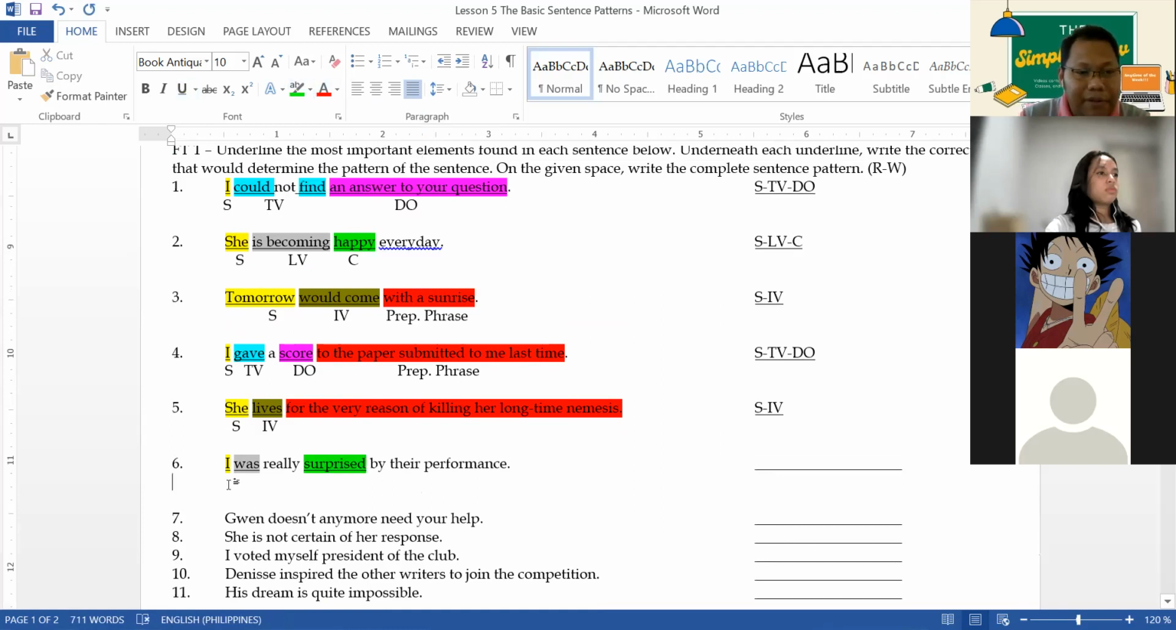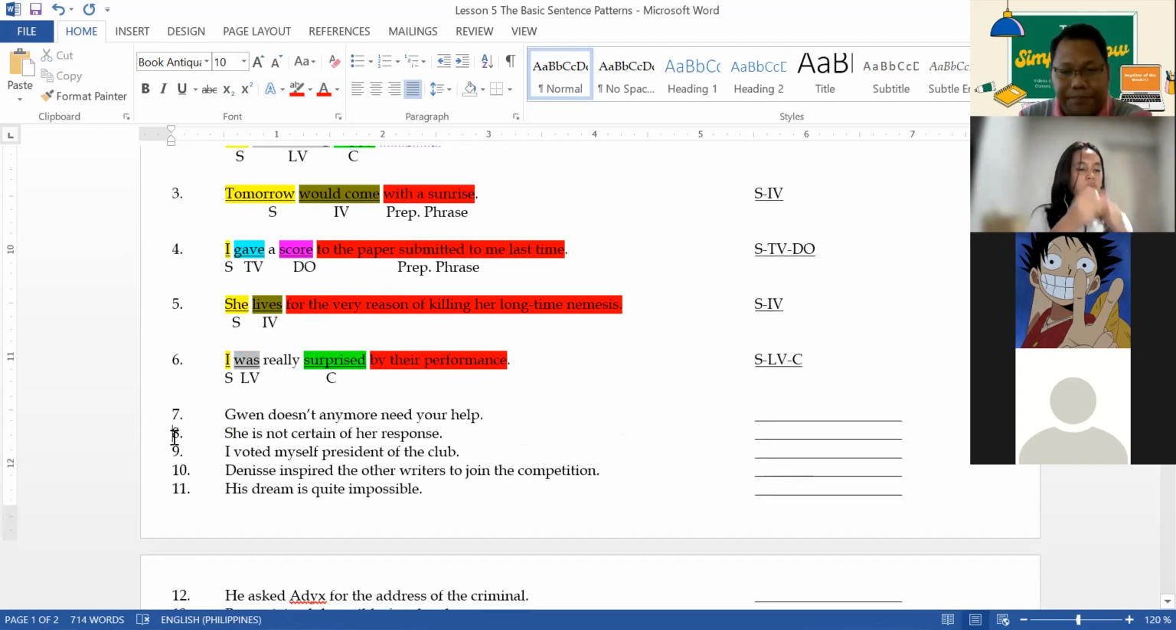That should tell you that our sentence pattern here is S, LV, C. Sir, what is the role of really? Really is a mere adverb. We can take an adverb out of the sentence and it is fine. Sir, what is the role of by their performance? By their performance is another prepositional phrase.